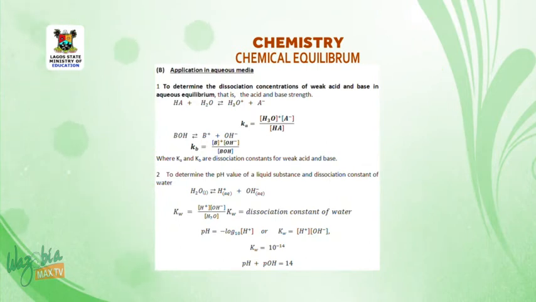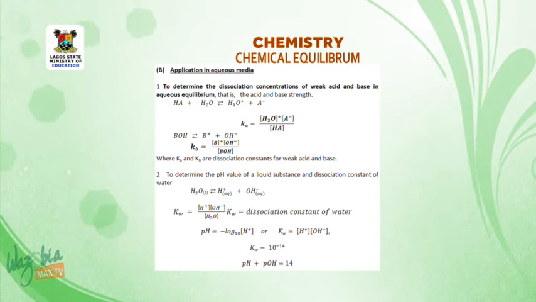Number 1. To determine the dissociation constants of weak acids and bases in aqueous equilibrium, that is the acid and base strength. HA, which is the weak acid, let's call it acetic acid, plus water, ionizes into hydronium and acetate. So the dissociation constant for the acid will be the concentration of hydronium ion multiplied by the concentration of the acetate, all over the acetic acid.